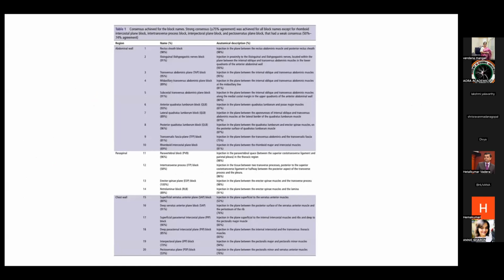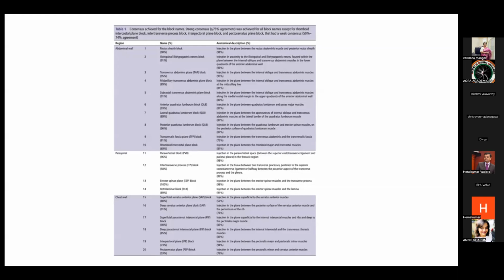So the erector spinae plane block, according to the Delphi consensus, is an injection in the plane between the erector spinae muscles and the transverse process. Then you have the paravertebral block, injection in the paravertebral space, that is between the superior costotransverse ligament and the parietal pleura in the thoracic region. Then you have the retrolaminar block, which is injection between the erector spinae muscles and the lamina.